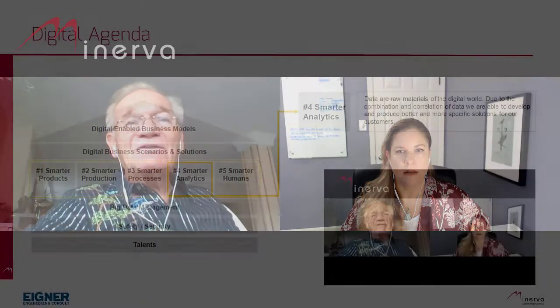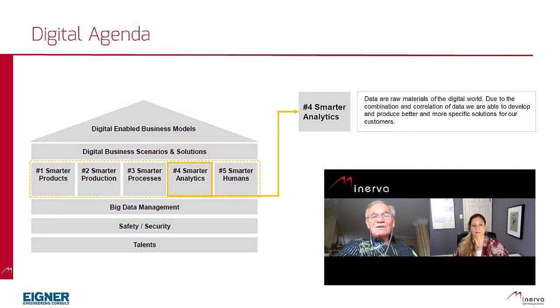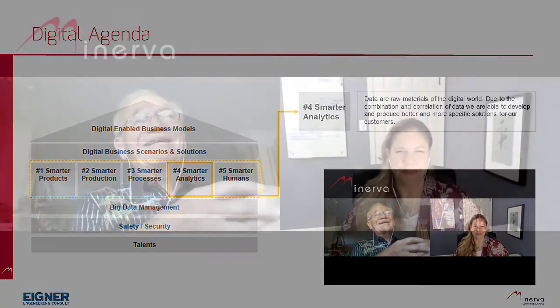The 4th topic is smarter analytics. I'm quite sure everybody knows about big data and all this nice discussion about artificial intelligence. In former times, I think the sentence was, oil is the money of the world. Now I think oil is good. Maybe for the next 30 years we need some kind of oil. But I'm quite sure in the future, data are the oil and the money of the world.